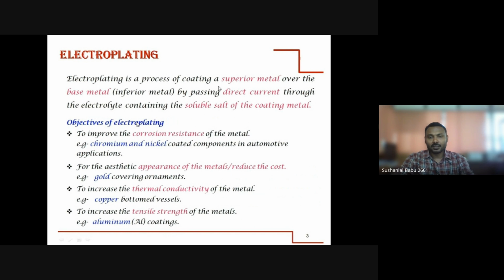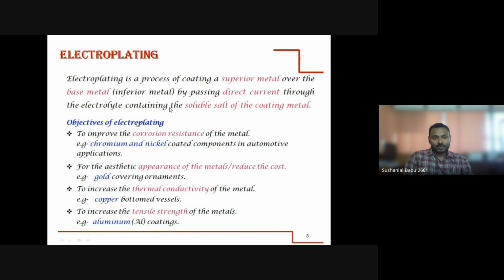And over which we are coating, it is called the substrate, or base metal, or inferior metal. And we are using electricity, DC direct current we are using, and we need an electrolyte which contains the soluble salt of the coating metal. So that is the definition of electroplating.